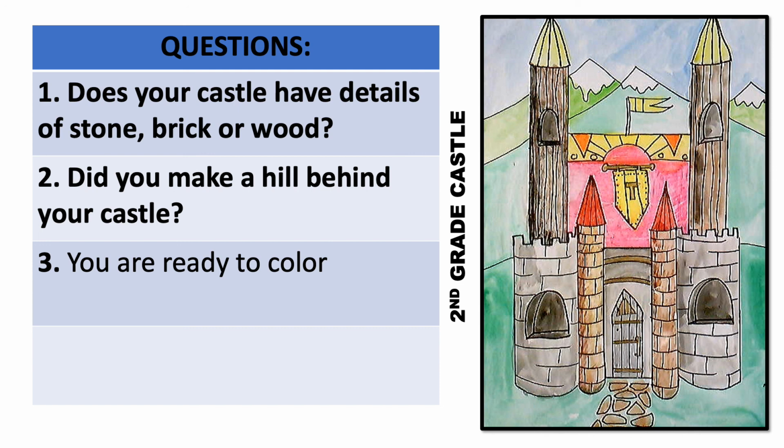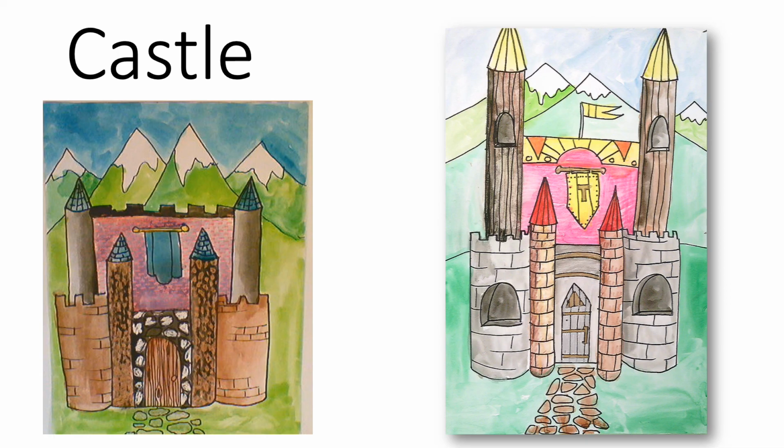If you have these questions answered, you may go ahead and begin to color. Let's take a look at some examples. You can notice stone and brick on both examples. I use paint for mine, so you can use that too if you have it. If you don't, just use crayons and markers. It's okay, whatever you had.